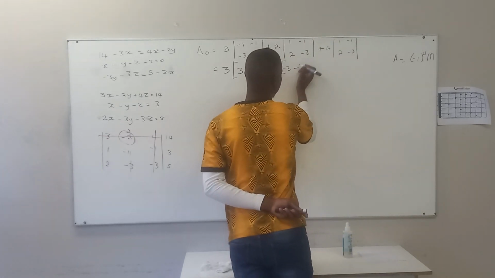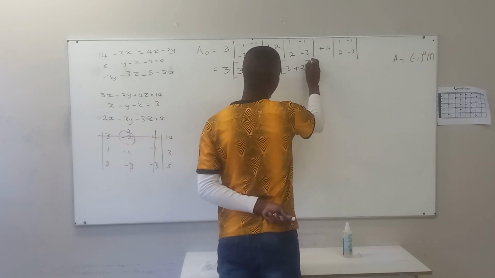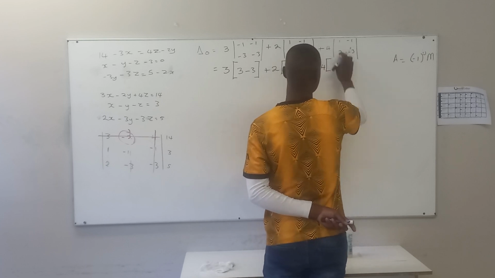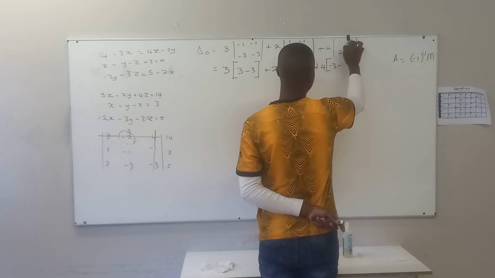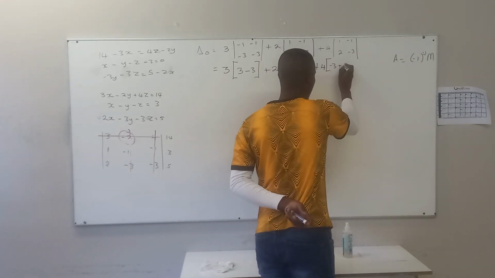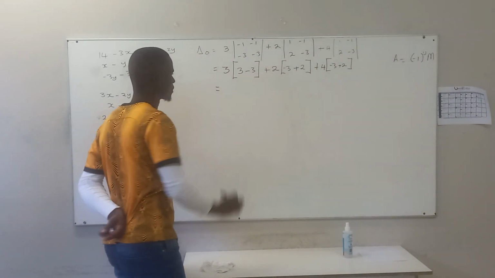Negative 2. Negative 2 multiplied by this negative is positive, right? Plus 4, into this one multiplied by this one is negative 3. Minus, this one and this one gives you negative 2 again. Plus 2. Then you can now press your calculators.